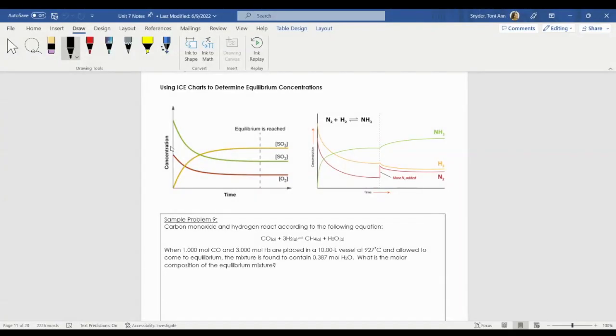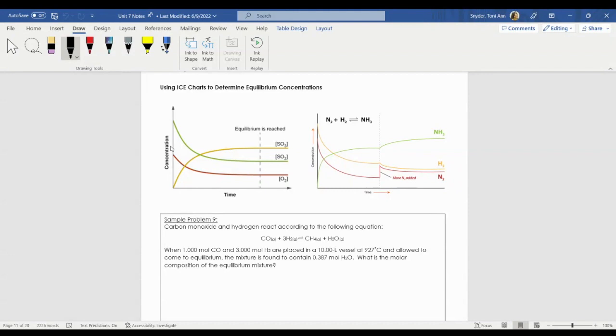Hello everybody and welcome to our next video in Unit 7, which is using ICE charts to determine equilibrium concentrations. So you might have already seen some charts that look like this, especially in the I do, we do, you do's. Like I mentioned recently, I think equilibrium starts to get a little bit easier once we take all of these minute topics that we've been talking about and really put them all together.